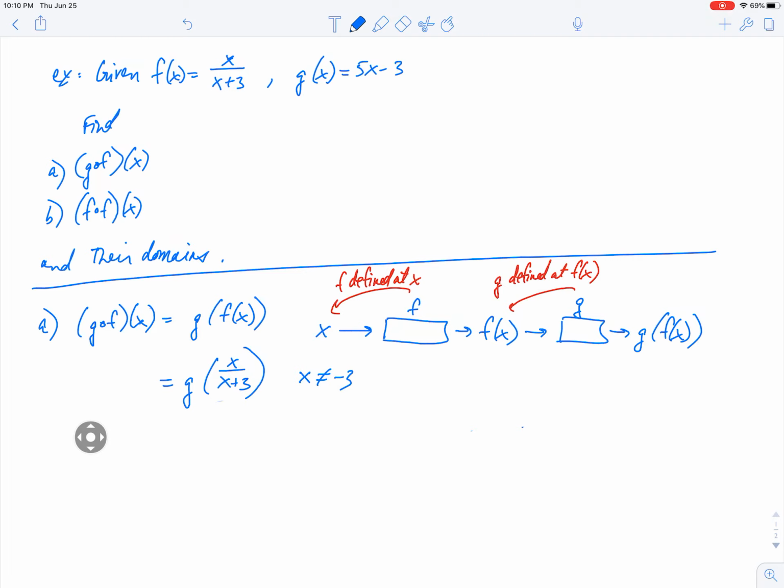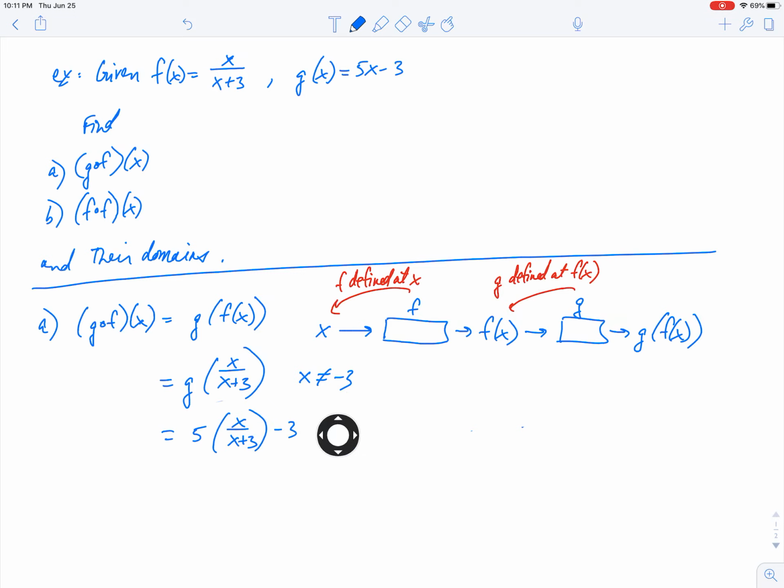So that's how we deal with the domain, is we consider what happens step by step. And then for the next one, I take all of x over x plus 3 and I plug that into g. So what does g do? It takes the input, it multiplies it by 5 and subtracts 3. So here the input is all of this. So I'm going to take that and multiply it by 5 and subtract 3. So 5 times x over x plus 3, and then I'm going to subtract 3.